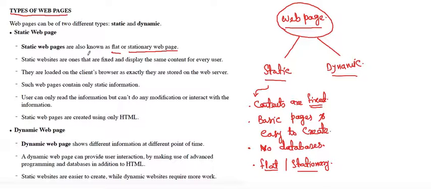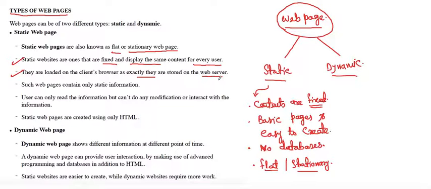Static web pages are fixed, so that we already understood, and display the same content for every user. So content does not change on the basis of the type of the user. Content is the same for every user. They are loaded on the client's browser exactly as they are stored on the web server. We know that if we want to access a website, we have to send a request from our web browser to a web server, and the web server will provide us the required website or web page.